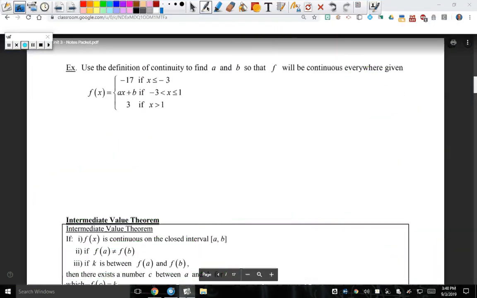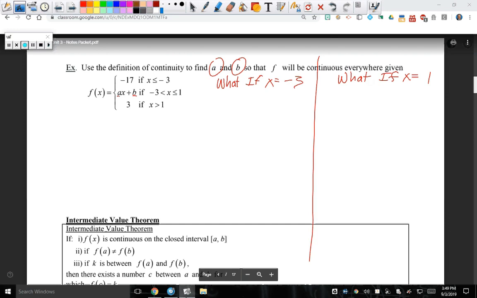So together, we're trying to find what are these two variables right here and here that would make this continuous everywhere. There's a lot of points. First, let's start off with what if. What if x equaled what, do you think? 3. Negative 3. That's one of them. And then what if x equaled what? 1. So guess what? We're about to do basically two problems. Okay? So here we go.